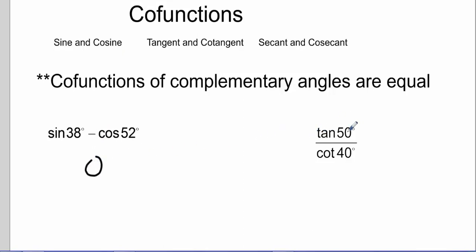Likewise over here, tangent of 50 over cotangent of 40 couldn't be done without a calculator. 50 and 40 are complementary. Tangent and cotangent are cofunctions, therefore they're equal. Anything over itself, 1.